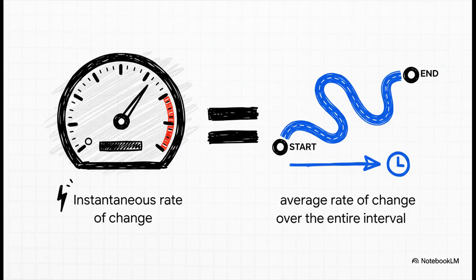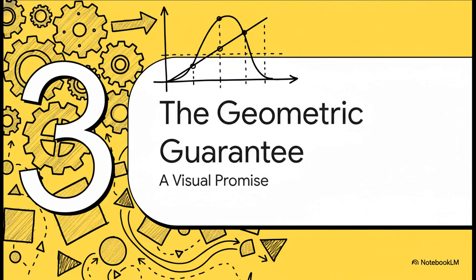The instantaneous is guaranteed to equal the average. That's the whole idea right there. Now that concept alone is really cool, but trust me, when you see this visually, that's when you have the real aha moment. So let's take a look at what this theorem guarantees on a graph.